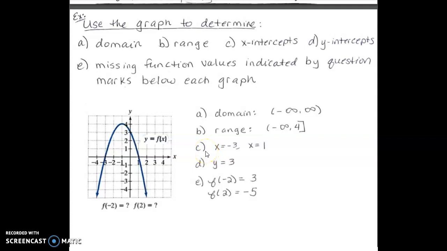Part C says x-intercepts. This is the places where the graph touches or crosses the x-axis. So here's my x-axis, so it's touching here at negative, or crossing at negative 3, and then again over here at 1. So x equals negative 3 and 1. Part D, y-intercepts, means look on the y-axis and you're listing where the graph touches or crosses. So right here at 3, so y equals 3 is the y-intercept.